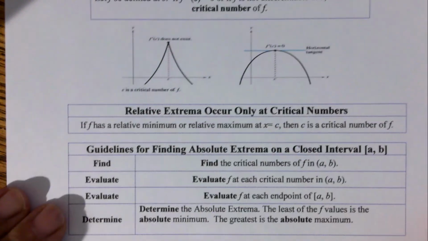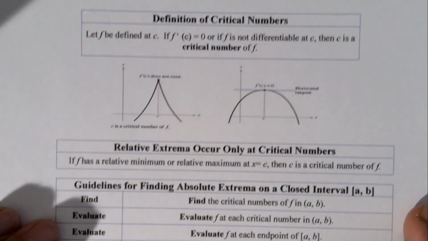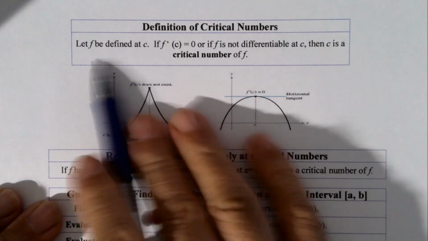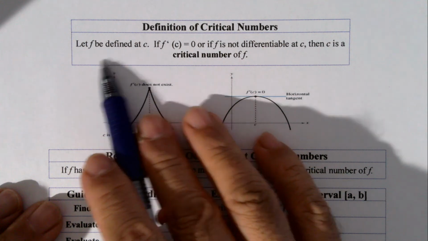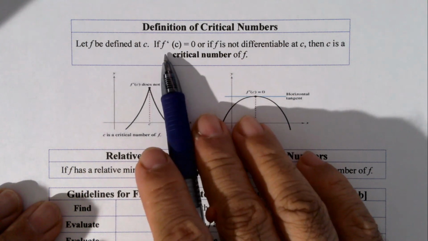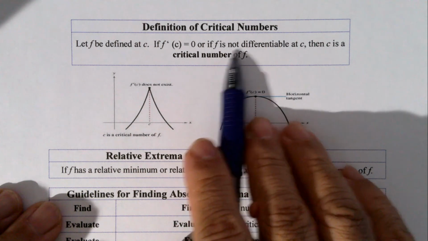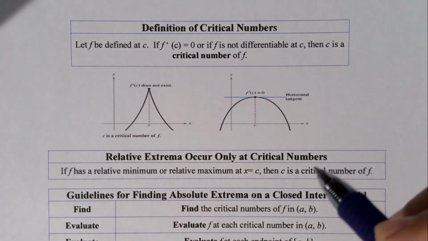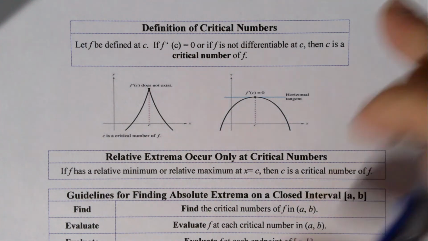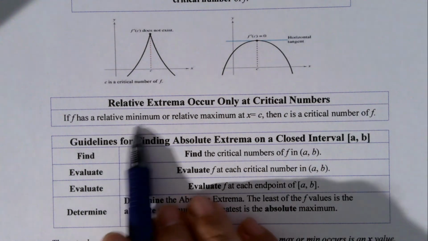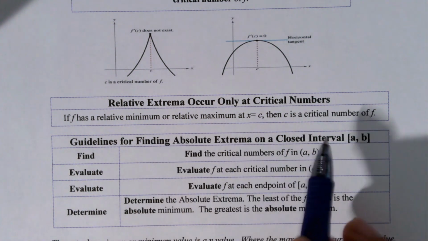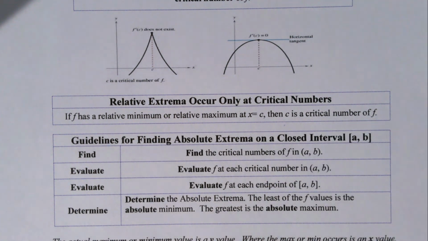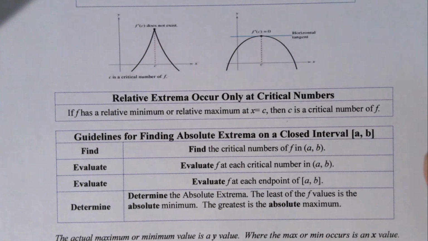Continuing. So, the definition of a critical number. Let f be defined at c. So c must be in the domain of the function. If the derivative is equal to 0 or f is not differentiable at c, then c is a critical number. Now, that does not mean there is an extremum there. It's just a critical number. Now, if f has a relative minimum or maximum at x equals c, then c is a critical number of f, and that doesn't count endpoints. So generally, we don't talk about endpoints as being relative max or min.